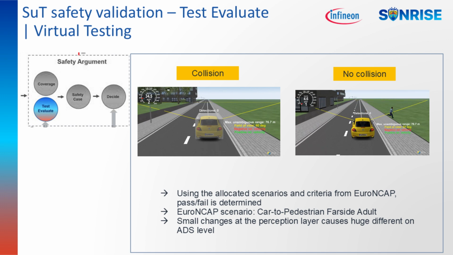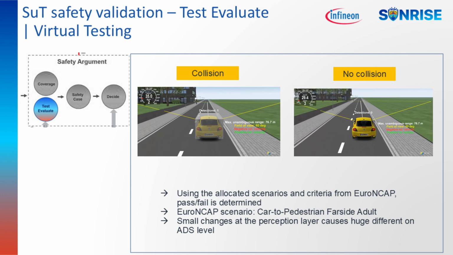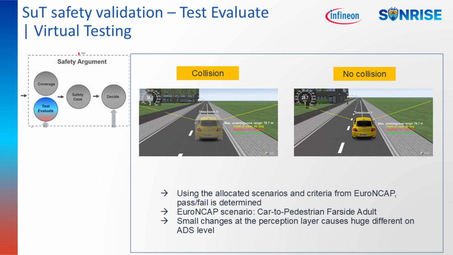The videos show the difference between the implemented sensor models with the sensor effects and a simplified sensor model. In case of the simple model, a collision occurs. Hence, small changes at the perception layer cause huge differences on ADS level.